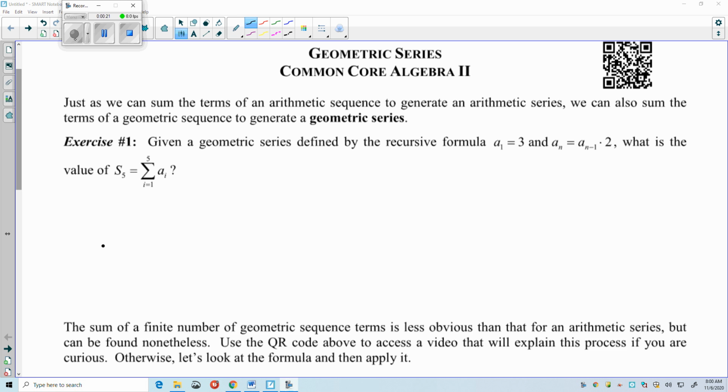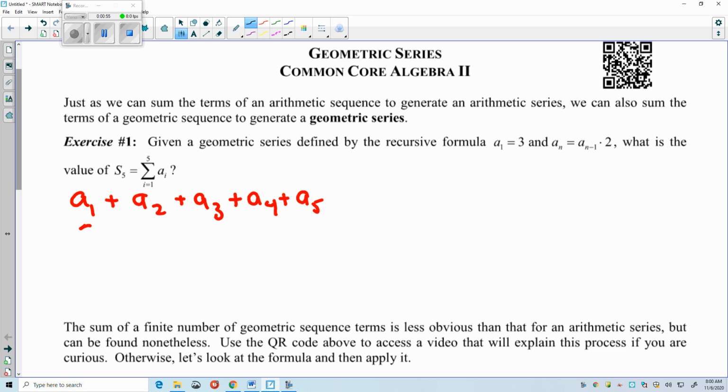So given a geometric series defined by the recursive formula, so we need to know the term before, what is the value of S of 5? Looking at the formula we have been given, if I were to expand this out, this would tell me I need to have terms a sub 1, to that I'm going to add a sub 2, a sub 3, a sub 4, all the way up to a sub 5.